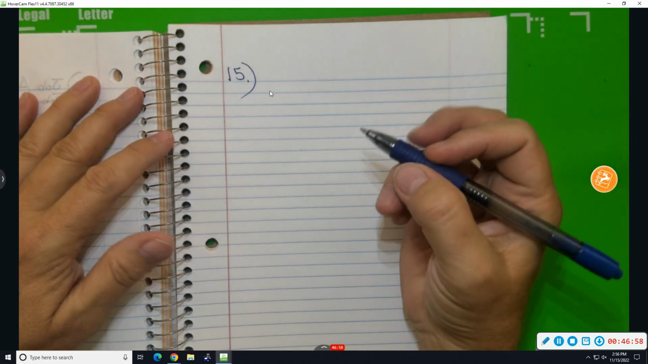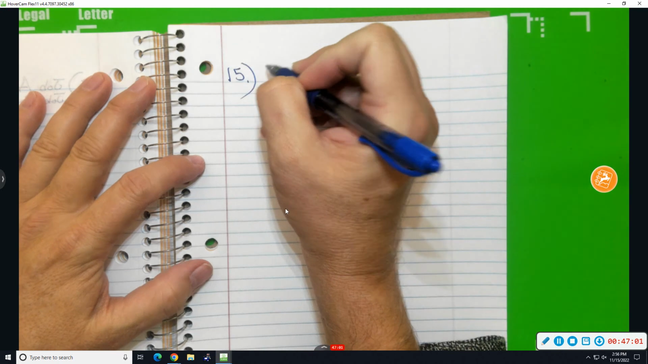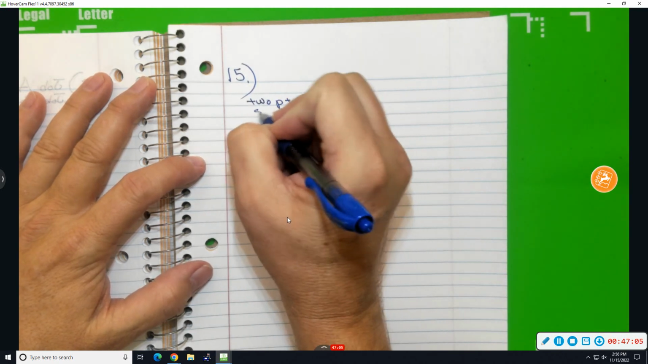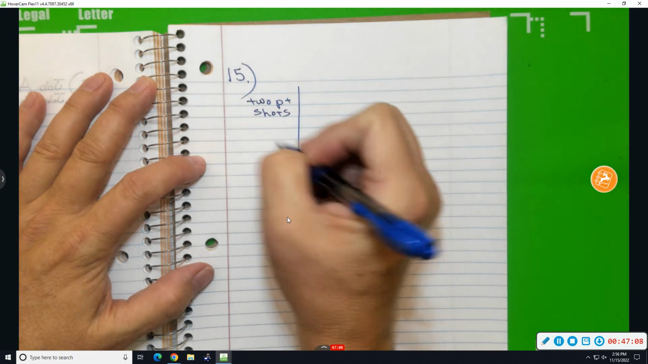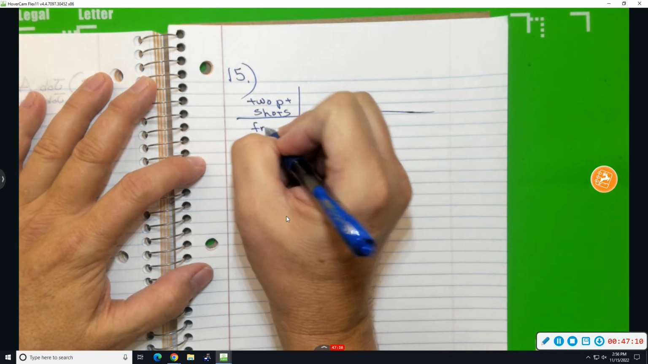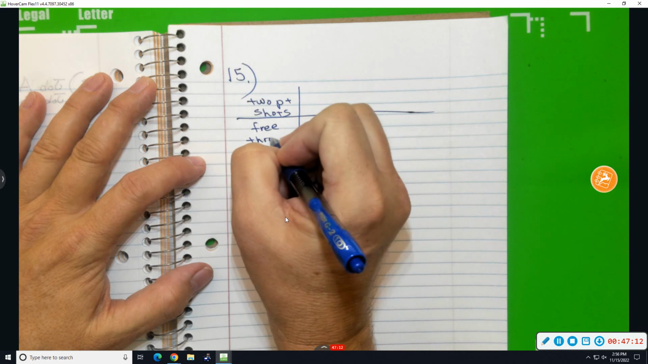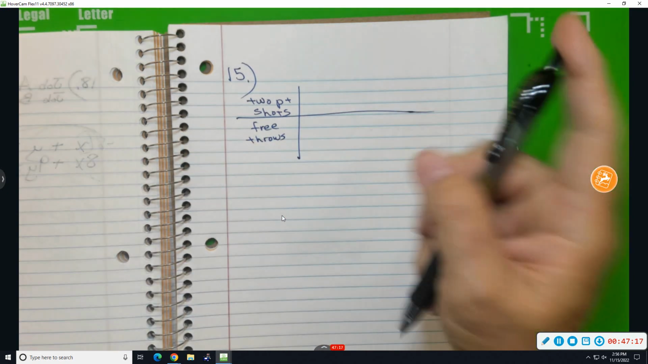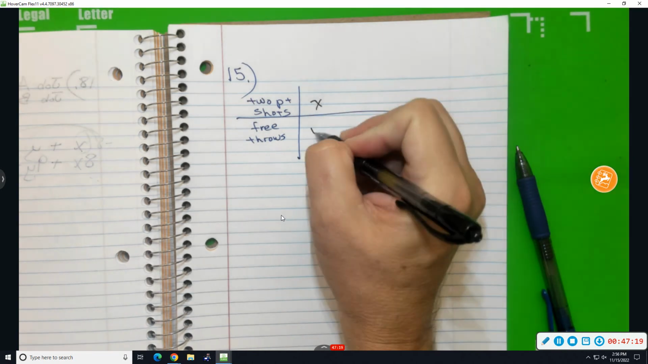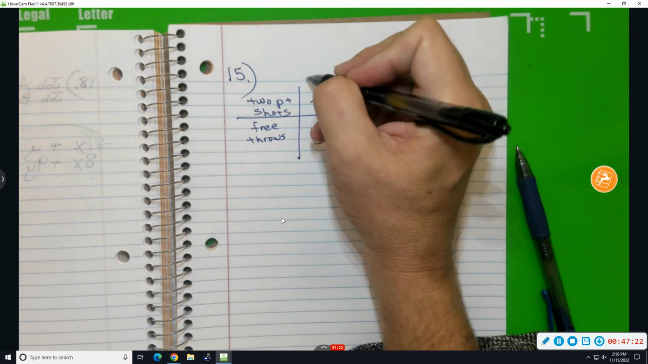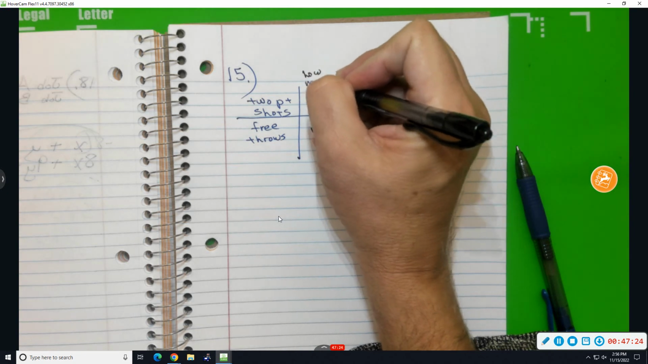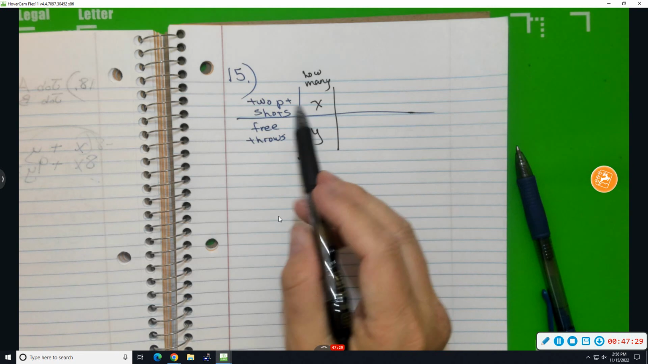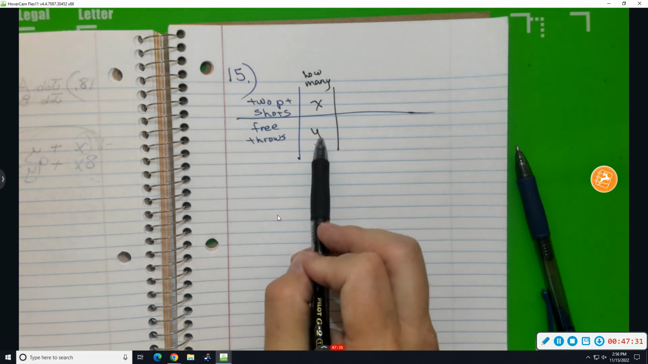There are two things we don't know. How many 2-point shots she got? 2-point shots. And how many free throws? Those are the two things we don't know, so I'm going to let X and Y be my quantities. I'm just going to say how many rather than quantities. She made X 2-point shots. She made Y free throws.